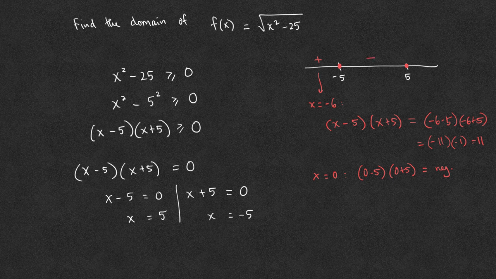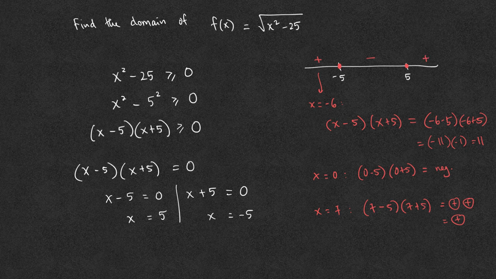And lastly, we're going to pick a number in the last piece. Why don't we just simply pick 6 or 7 or even 1000? 7 minus 5 times 7 plus 5 is a positive times a positive, which is still a positive number. And again, to evaluate the expression, we just simply replace the number into the placeholder. With the last piece, we know that it is positive.